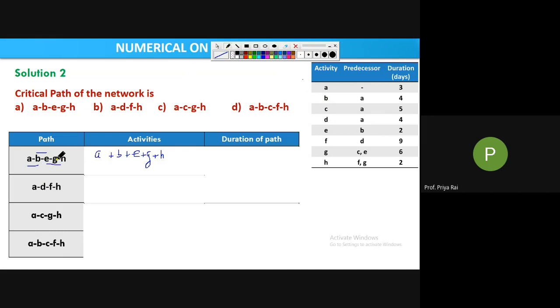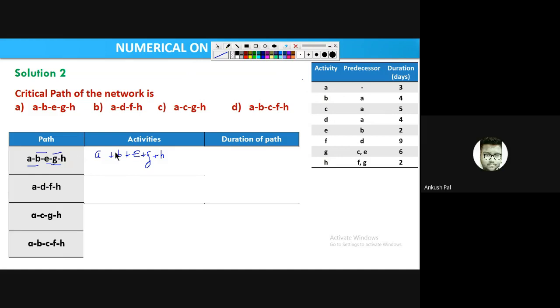Now comes G to H. That means H will occur when G completes. The predecessor of H is G. So it also exists. So this whole path exists, right?